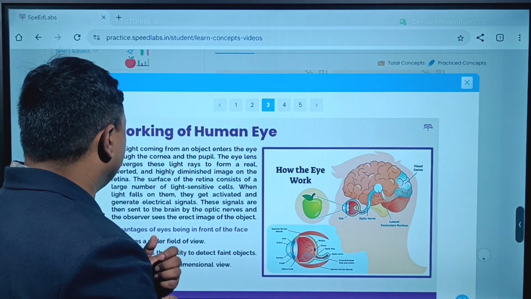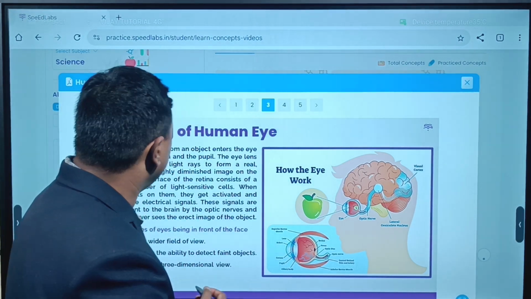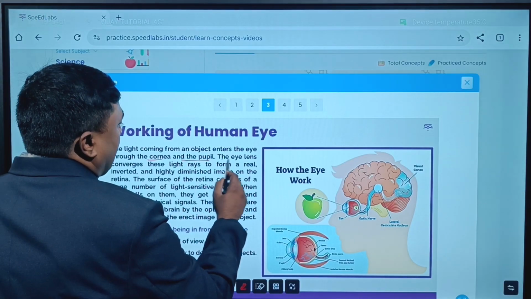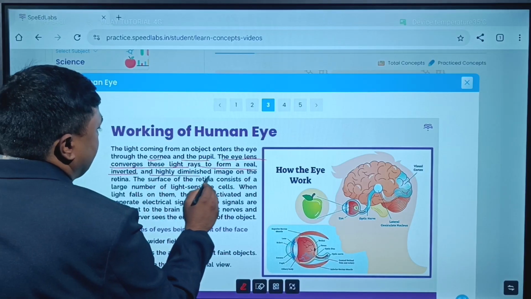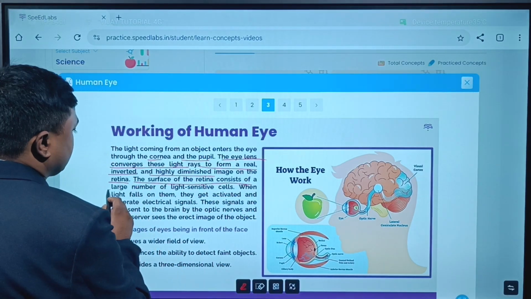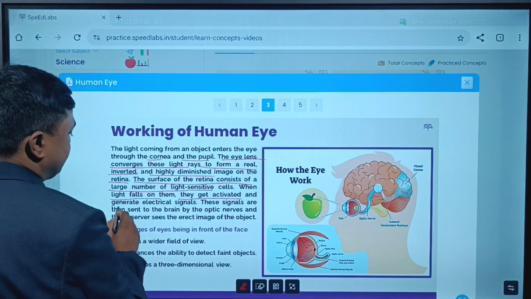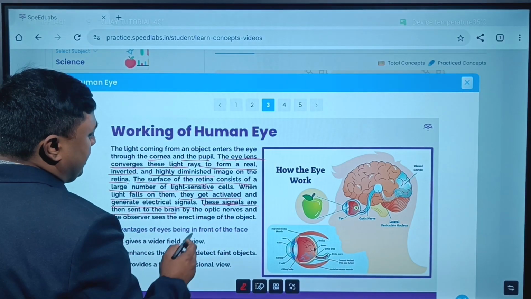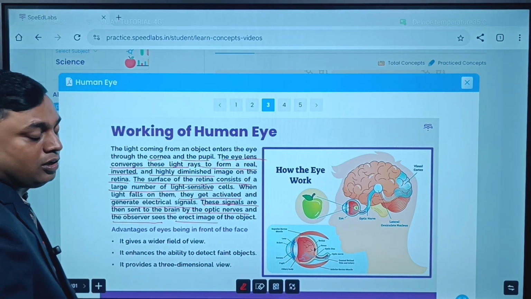Now the working of a human eye, you can see here. The light coming from the object enters the eye through the cornea and the pupil. The eye lens converges these light rays to form a real, inverted and highly diminished image of the object on the retina. The surface of the retina consists of a large number of light sensitive cells. When light falls on them, they get activated and generate electrical signals. These signals are then sent to the brain by the optic nerves, and the observer sees the erect image of the object.